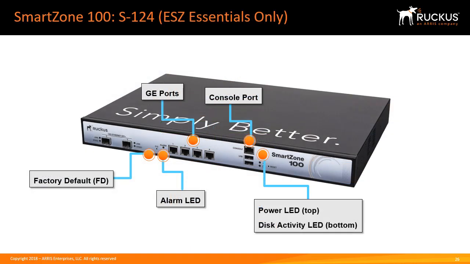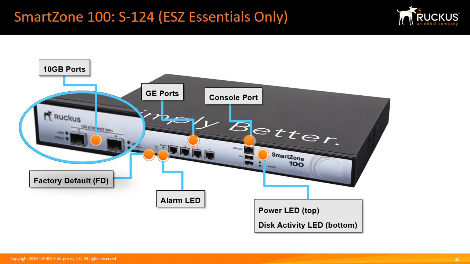The second variant of the SmartZone 100 is the SZ-124. As with the SZ-104, the SZ-124 contains the same rear and front features. However, the SZ-124 additionally has two 10 gigabit SFP ports as well.